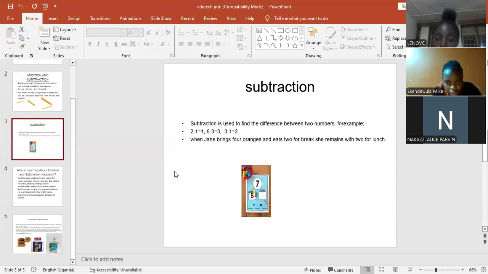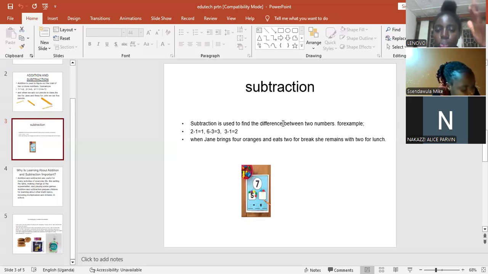So this is subtraction. Subtraction is used to find the difference between two numbers. Do you understand what difference is? Please pay attention. Subtraction is used to find the difference between two numbers. Can you really understand that? Yes, between two numbers.